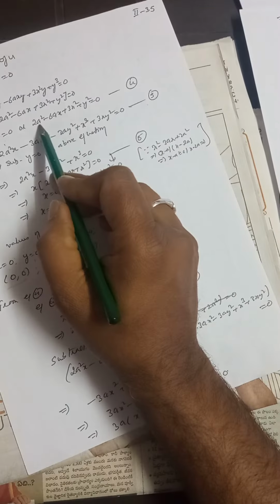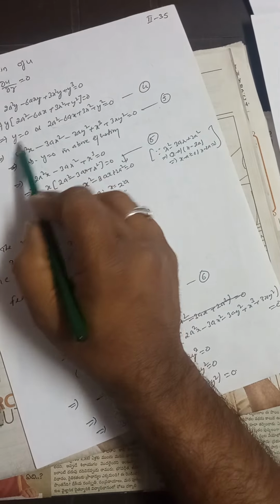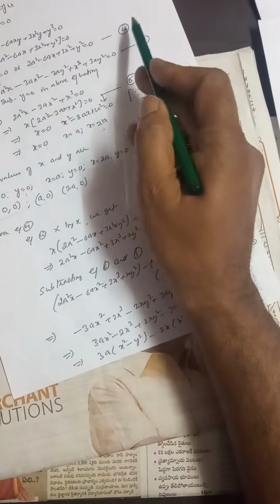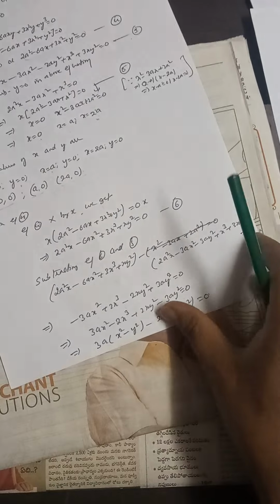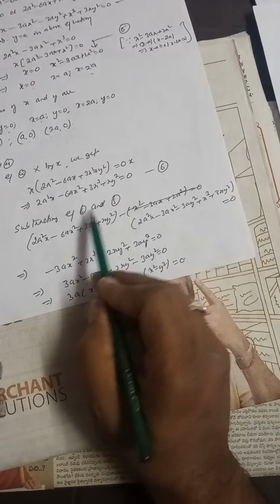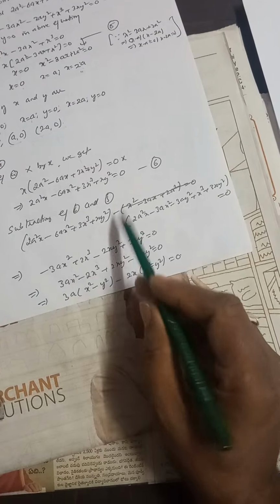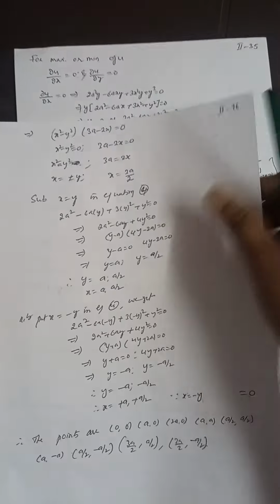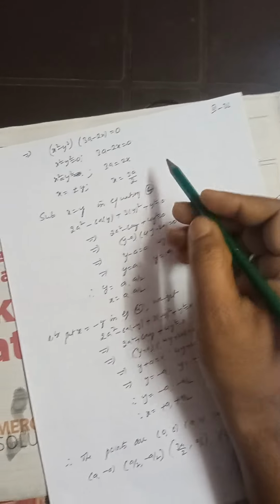Again I have to solve this equation also. Now I am using this part, and I have to use this part also. From equation 4, solving equation 4 and equation 5, multiplying the equation by x we get this one, and subtracting equation 6 and 5. Now on simplification, I am getting (x square minus y square) into (3a minus 2x). On solving this one, x is equal to plus or minus y, x is equal to 3a by 2.